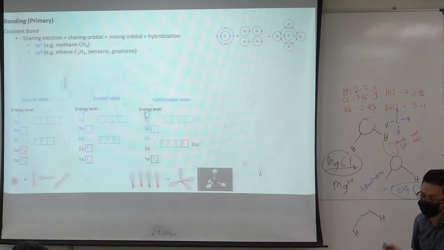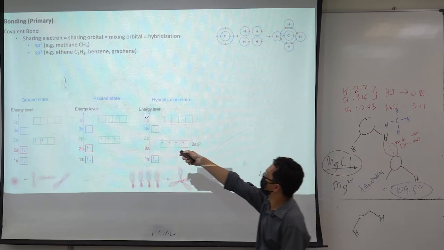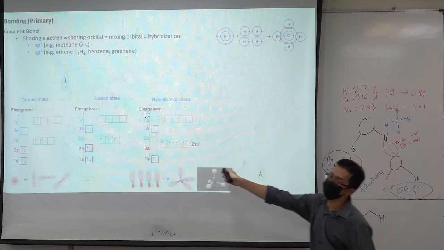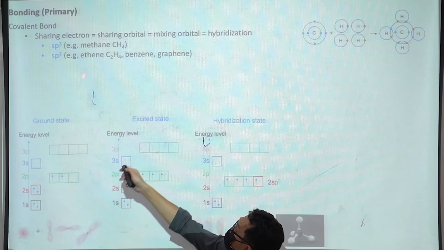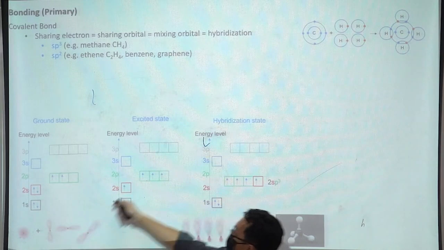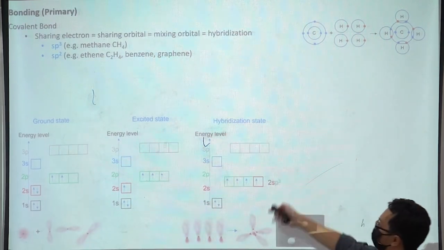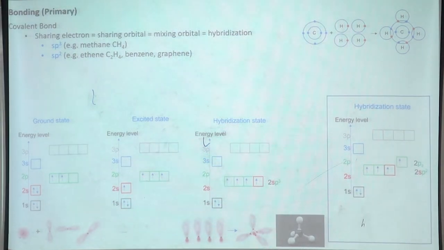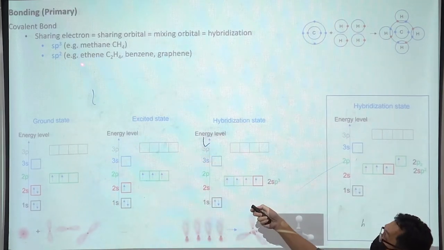So now sp2. You have also learned sp2. Examples of sp2 are ethene, benzene, and graphene. So the idea is more or less the same. The ground state for carbon. Let's say we take ethene. The ground state is like this. The excited state is like this also for sp2. But the hybridization state will become like this. Forget about this, because now this goes to this. I want to talk about the sp2.